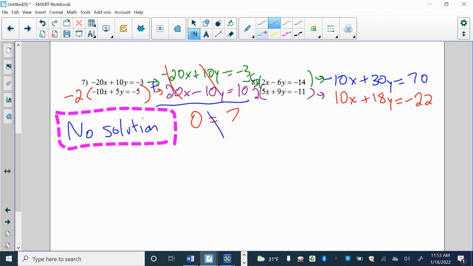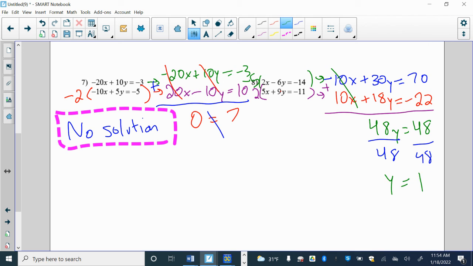Okay, now we can add straight down. We see the x's cancel. 30y plus 18y, 48y, equals 70 plus negative 22, 48. Divide by 48. Y equals 1.